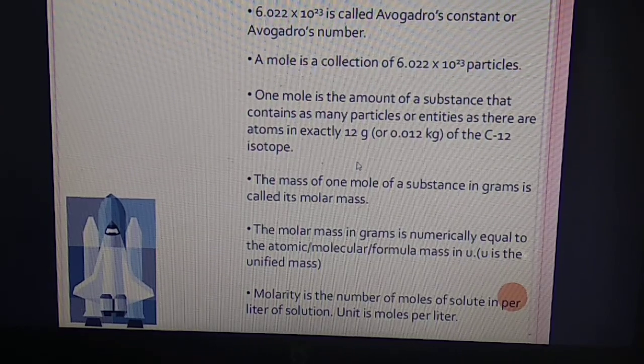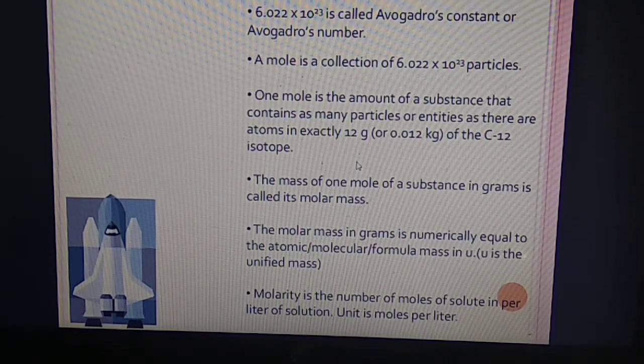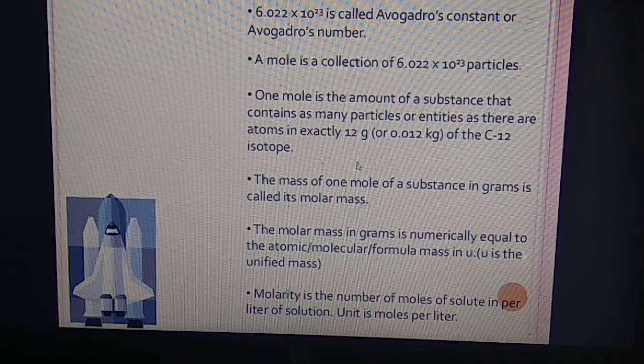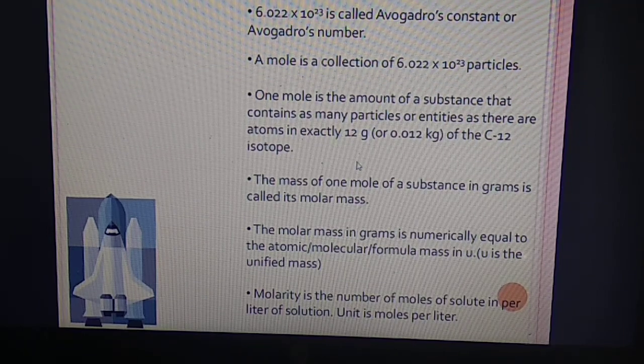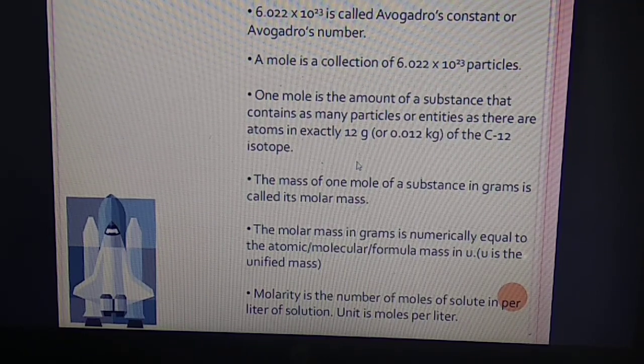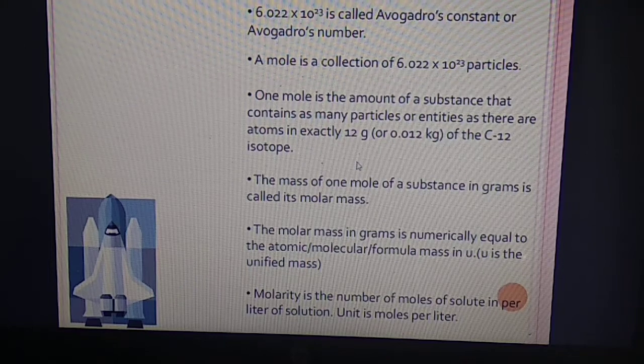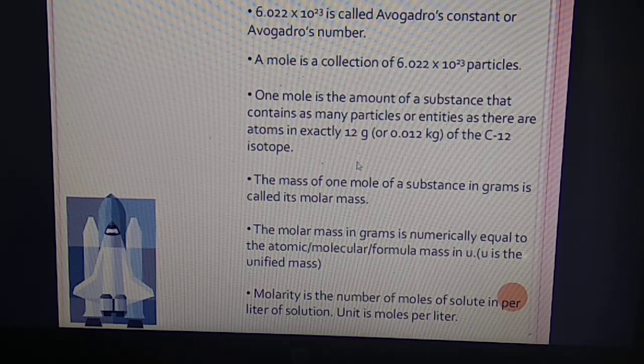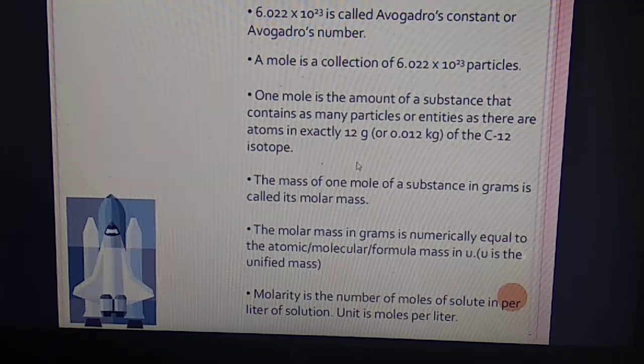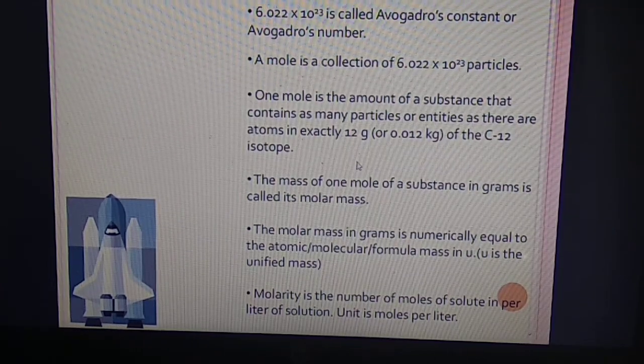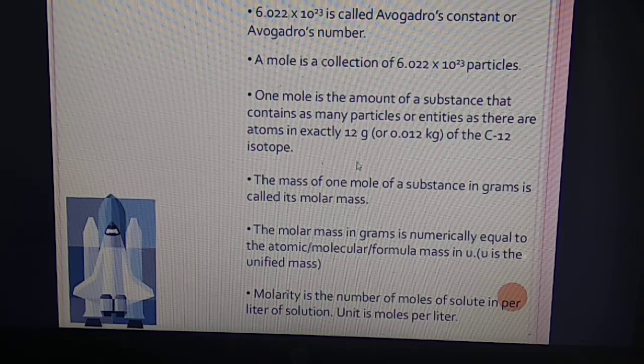My dear students, I told you the molar mass of water. What is the molar mass of water? Can anyone tell me? Yes, absolutely correct. The molar mass of water is 18 gram. The molar mass in gram is numerically equal to the atomic, molecular or formula mass in unified mass. We express the molar mass. Molar mass, I told you.